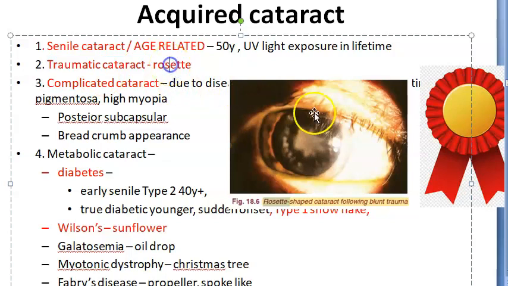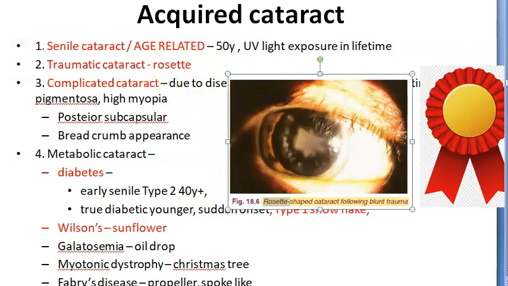Traumatic cataract, like rosette cataract. See, this is a rosette cataract, what you're seeing here. And it looks like a rosette. So you can see it looks like that, right? Are you able to see? This color is not good. Wait, let's take a better color. See? Rosette cataract. This is because of trauma. Okay, so you're done with age, trauma, then complicated cataract.